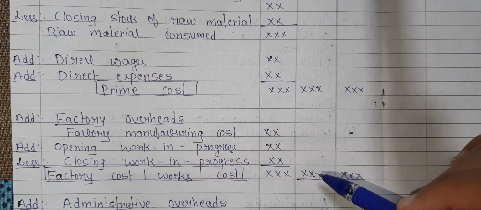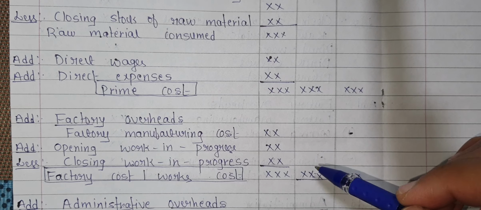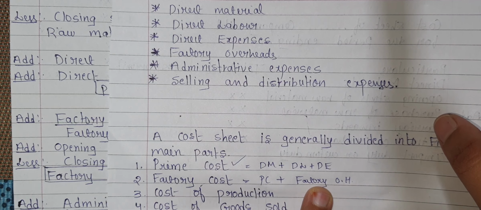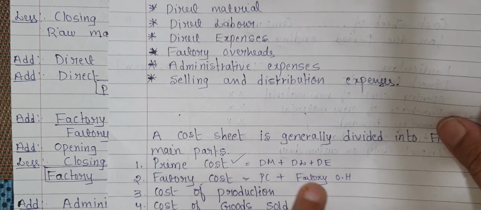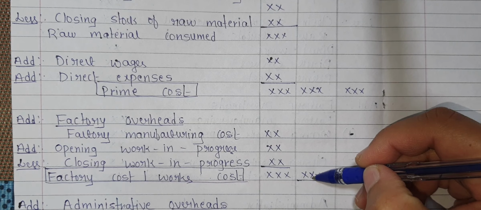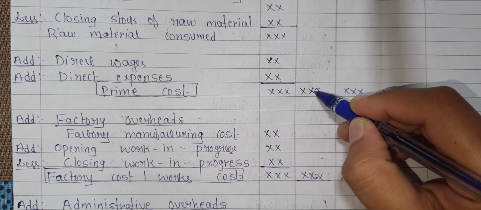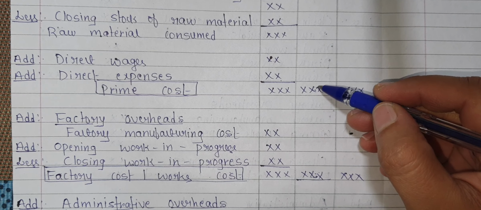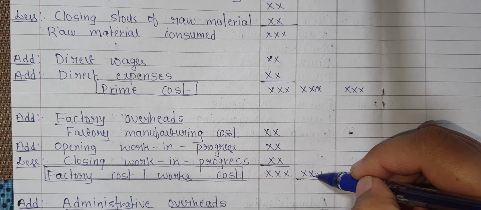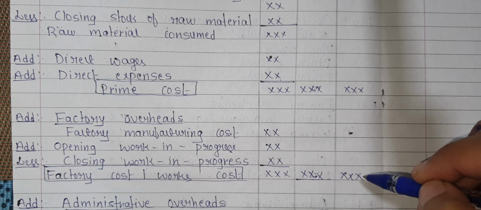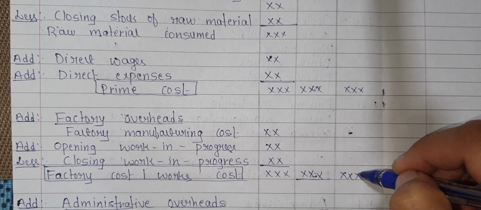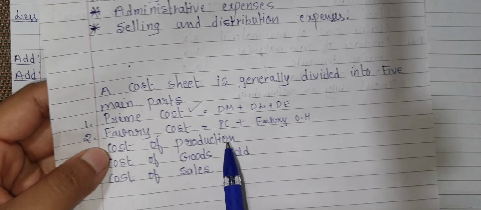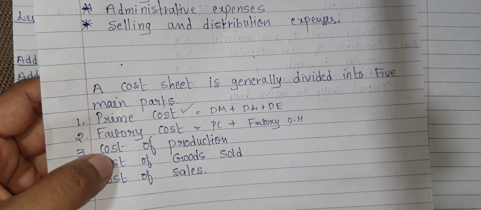Now what is the formula of factory cost? Factory cost equals prime cost plus factory overheads. Clear? Here we have arrived at factory overheads. Here this is the amount of prime cost, right? Now we have to add prime cost and factory overheads. Then we will arrive at factory cost or works cost. Clear? What is the formula of factory cost? Prime cost plus factory overheads.